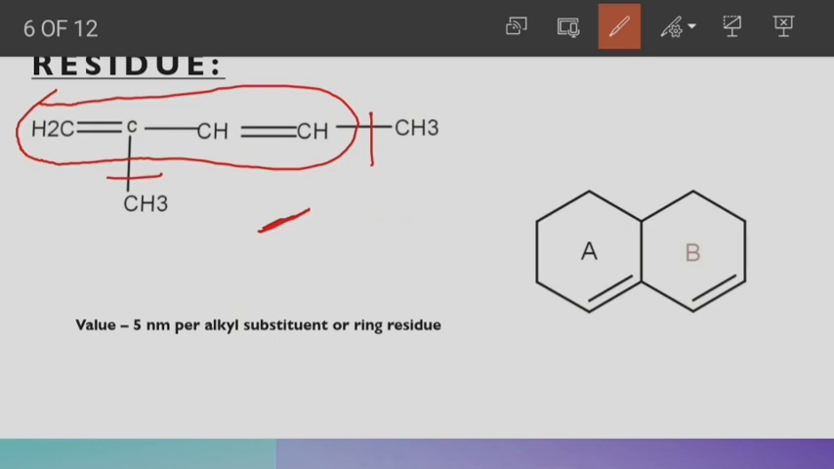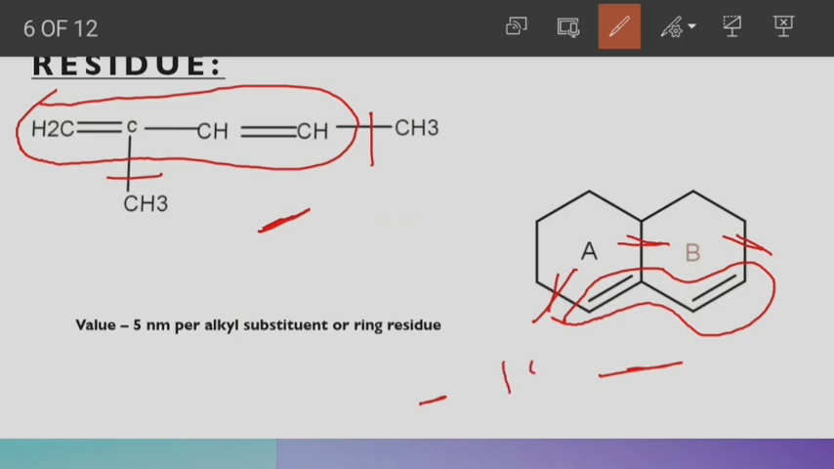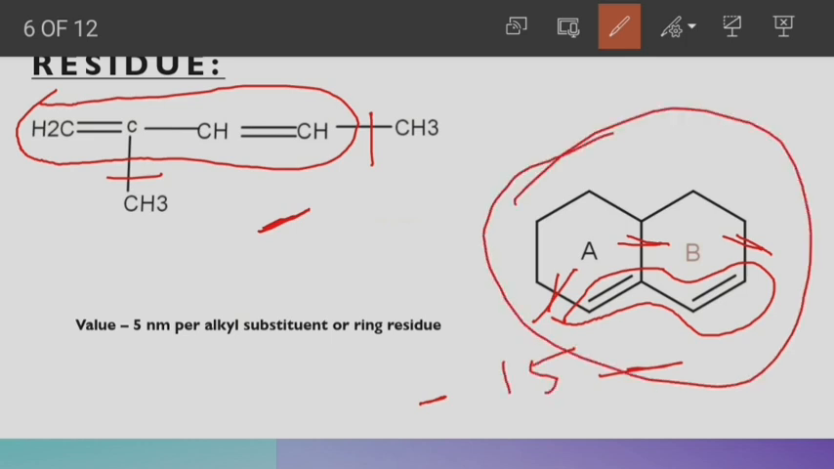But in the case of a cyclic ring like this, you have to notice the conjugation. Except for the conjugation, all bonds attached to the diene directly are called ring residues. We have to put the value of 5 nanometer for each alkyl substituent as well as each ring residue. So there are 3 ring residues, 1, 2 and 3. So the value is 3 into 5, 15 nanometer for this cyclic ring.